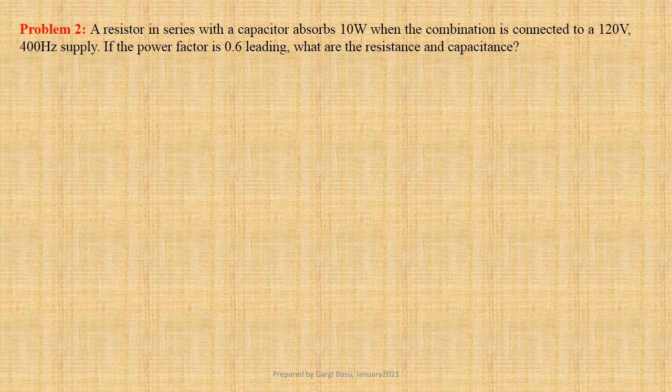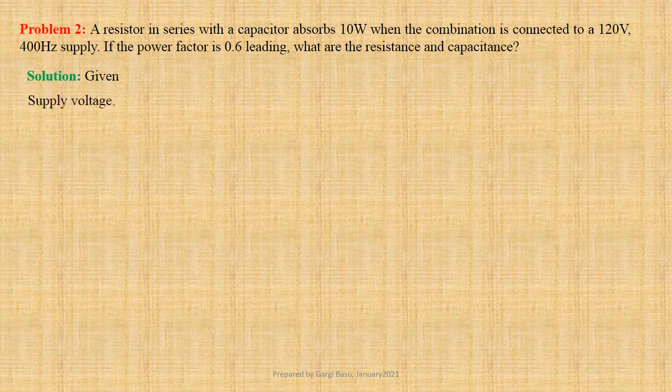Problem number 2. A resistor in series with a capacitor absorbs 10 watt when the combination is connected to a 120 volt 400 Hz supply. If the power factor is 0.6 leading, we have to determine the values of the resistance and the capacitance. Let us list the data provided.